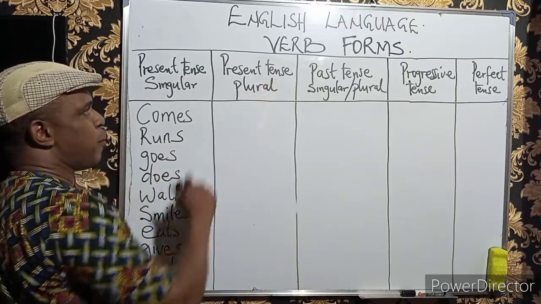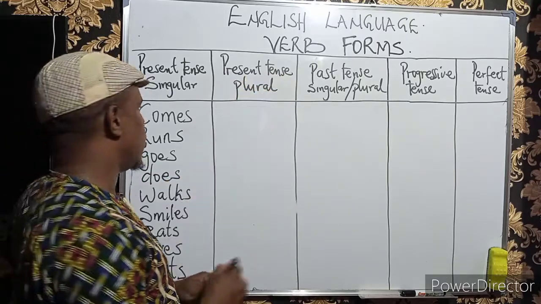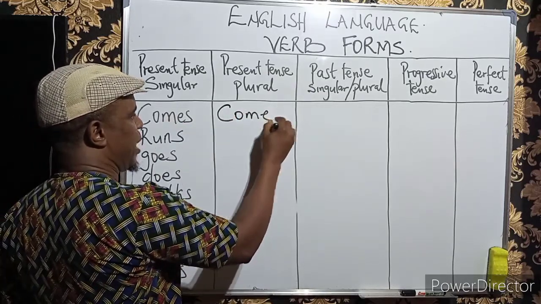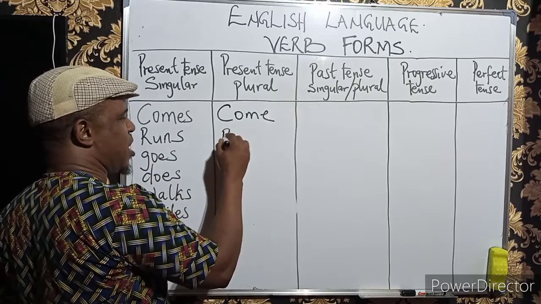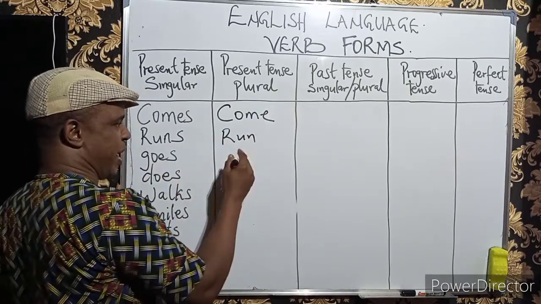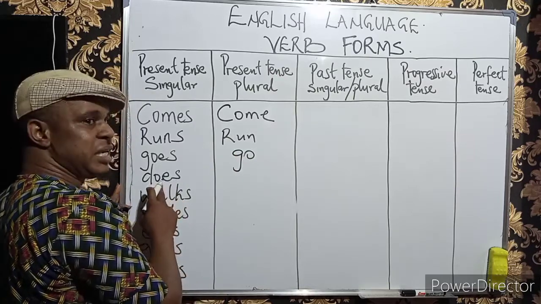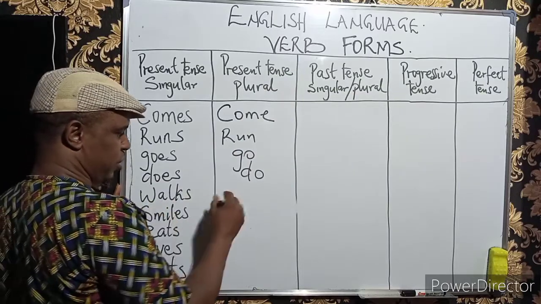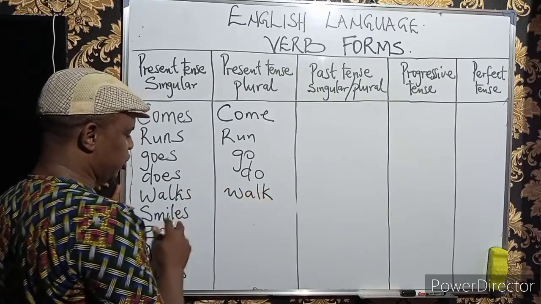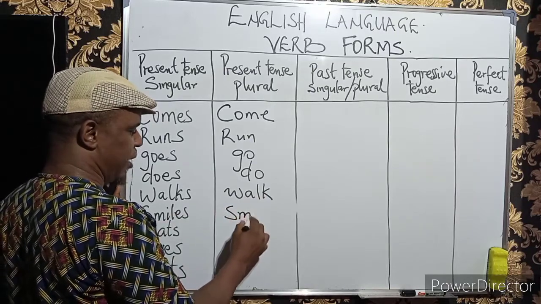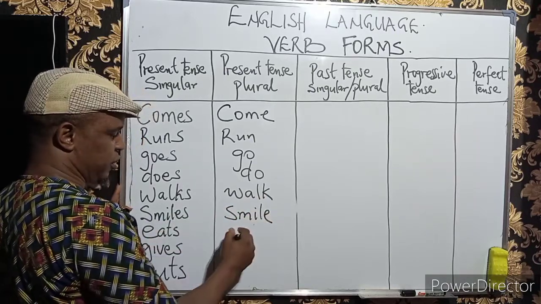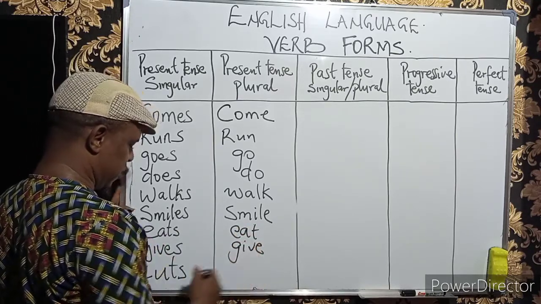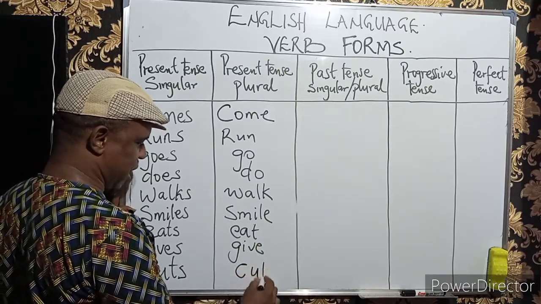But in their plural forms, still present tense, we have to write them thus. Comes becomes come. And runs becomes run. Goes, we have it as go. This is does, which will be do in their plural form. Walks should be walk. And smiles will give us smile. We have eats as eat. Gives as give. Cuts as cut.